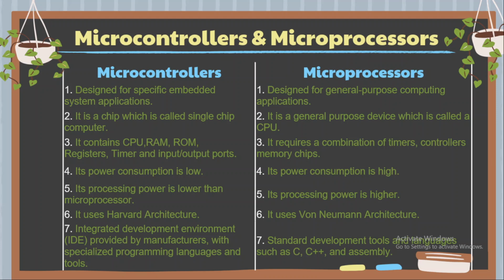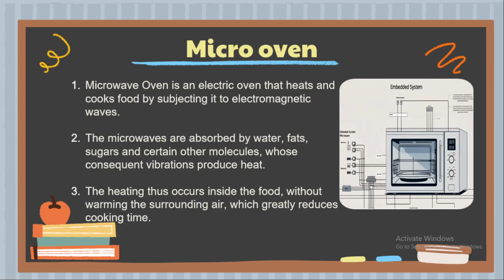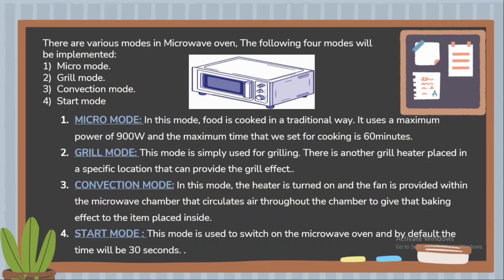Now look at the star of this presentation, microwave oven simulation. A microwave oven is an electric oven that heats and cooks food by subjecting it to electromagnetic waves. The microwaves are absorbed by water, fat, sugar, and certain other molecules whose constant vibration produces heat. The heat thus occurs inside the food without warming the surrounding air, which greatly reduces cooking time.